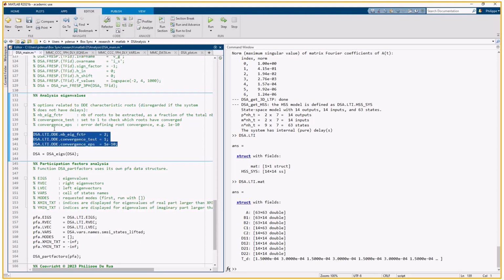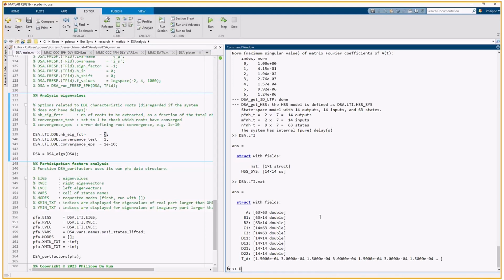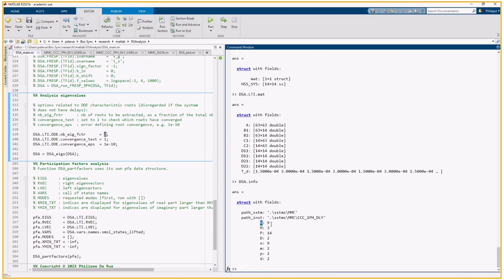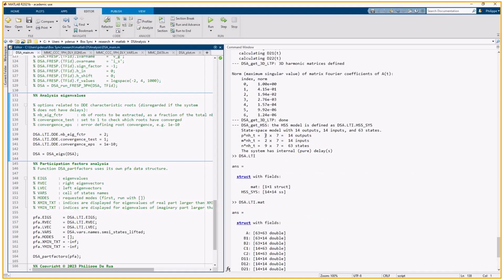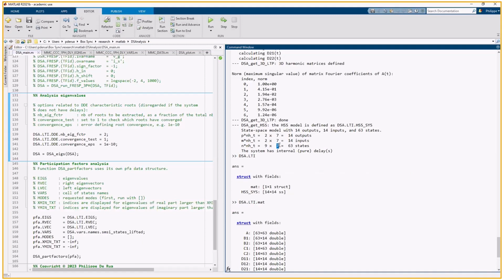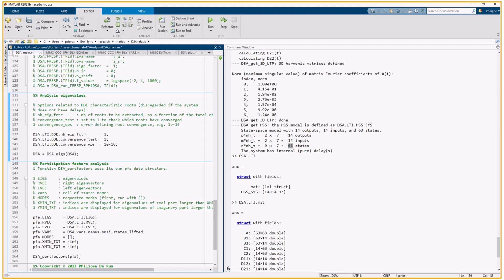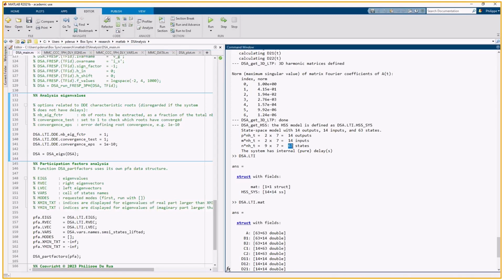This time, I do need to account for some options. Let's say we have 9 states, and the number of states is naturally the same for the large signal and the small signal variables, because the number of states does not change in the linearization process. Once lifted, these states are multiplied by the number of Fourier coefficients, which gives 63 states. Well, if I put 1 here, then we will obtain 1 times 63 modes, or 1 times 63 characteristic roots.